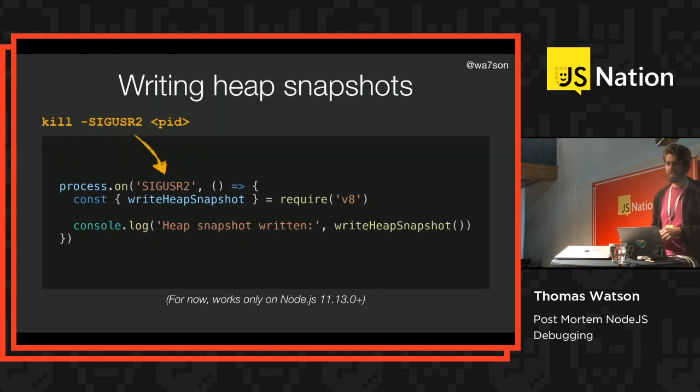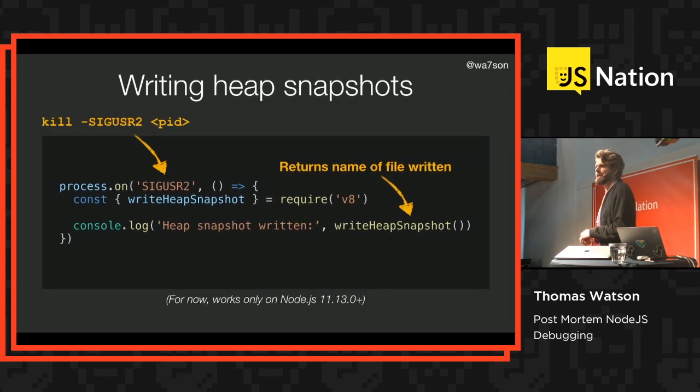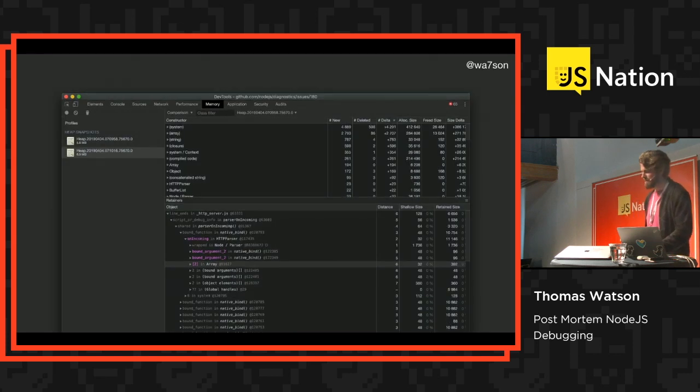And so you send kill SIGUSR2 and then the process ID of the process, and that will trigger this function. Then it will write it to disk, and this function here, writeHeapSnapshot, will return the name or the path of the file that's been written to disk. And then you can load it into Chrome DevTools.